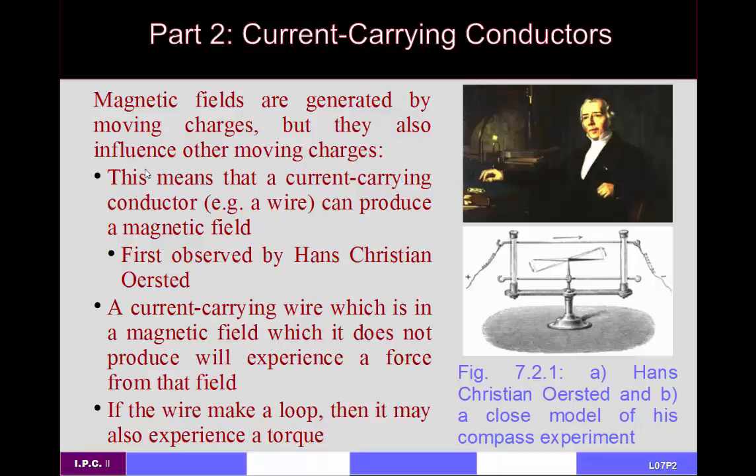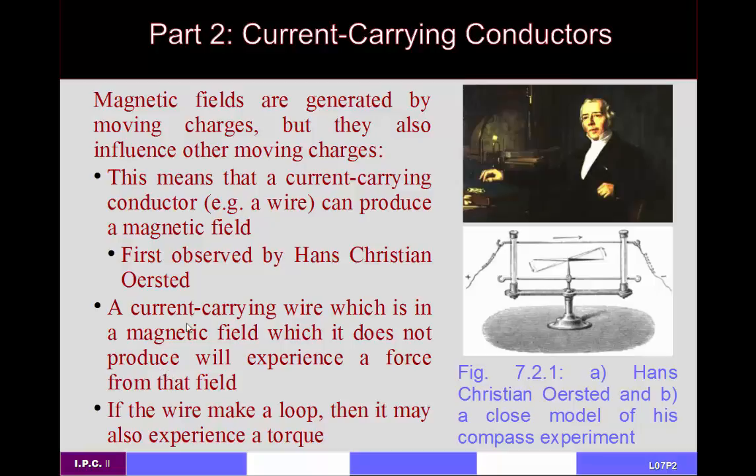Basically, magnetic fields are generated by moving charges, and they can influence other moving charges. This means that a current carrying conductor will produce a magnetic field, and that was first observed by Hans Christian Oersted, who is pictured here. If there is another current carrying wire in the vicinity, producing a second magnetic field, then the first wire's magnetic field can affect the second wire, and the second wire's magnetic field can affect the first wire.